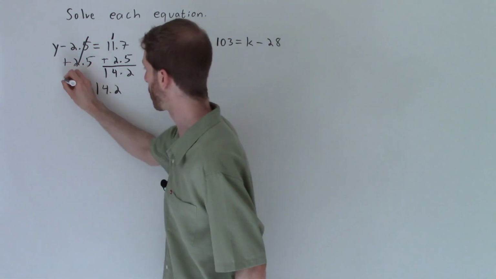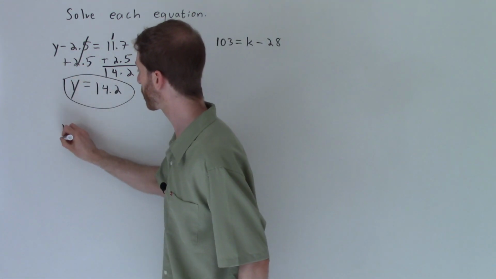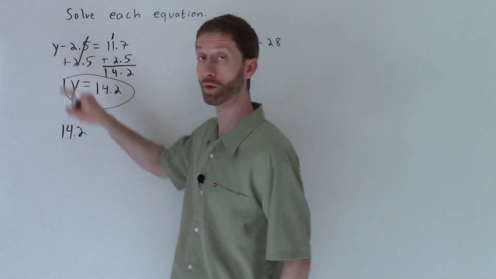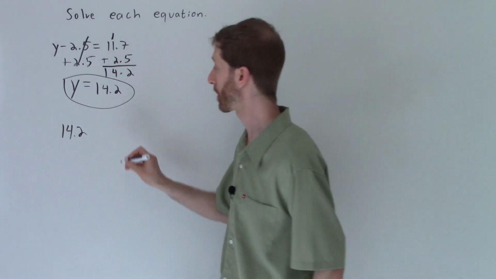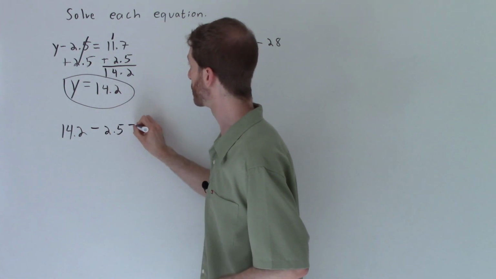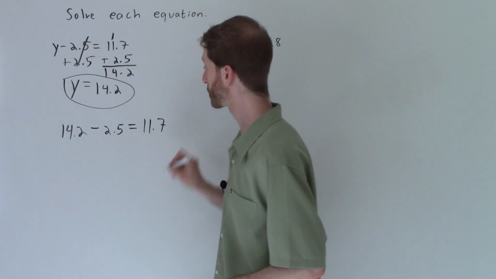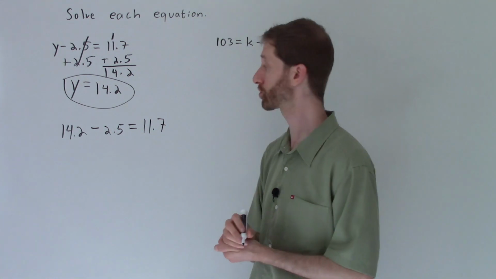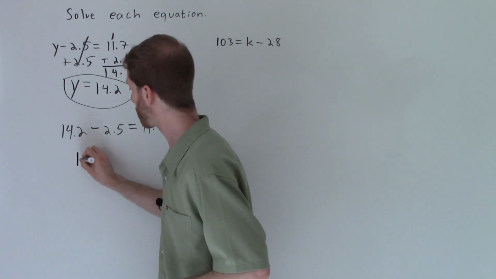How do you check your answer? Well, very simple. We've got that as our answer. We plug 14.2 in for the y value and see if the subtraction problem works. 14.2 minus 2.5 is equal to 11.7. So that's what we want to test. We want to see if that's true. So I line that up.